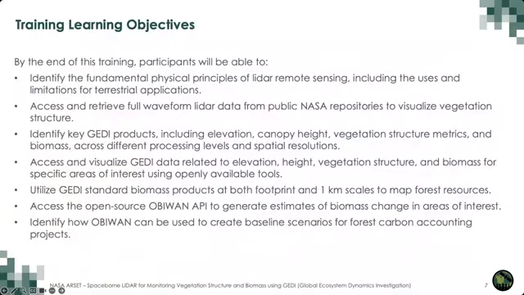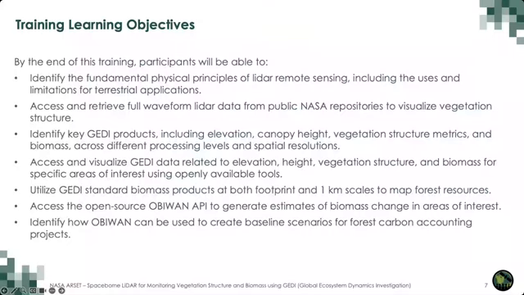By the end of this training, you will be able to, first, identify the fundamental physical principles of LiDAR remote sensing, including the uses and limitations for terrestrial applications. Second, access and retrieve full waveform LiDAR data from public NASA repositories to visualize vegetation structure. Third, identify key JEDI products, including elevation, canopy height, vegetation structure metrics, and biomass across different processing levels and spatial resolutions. Fourth, access and visualize JEDI data related to elevation, height, vegetation structure, and biomass for specific areas of interest using openly available tools.